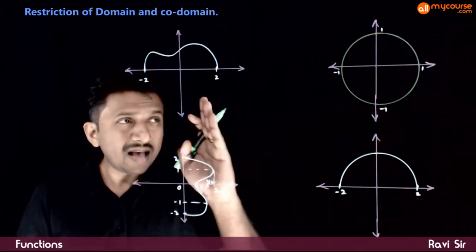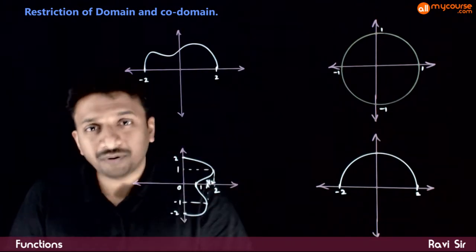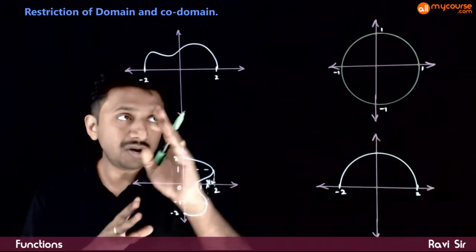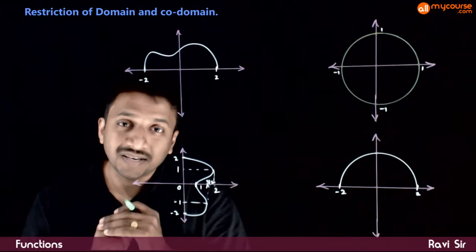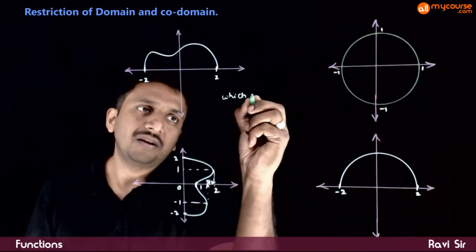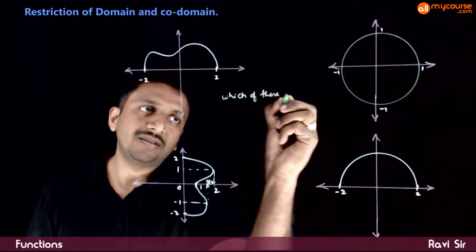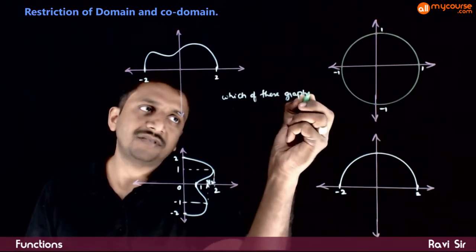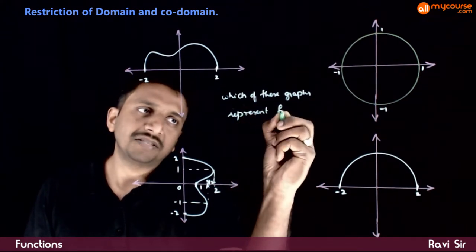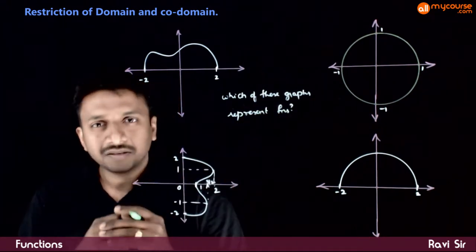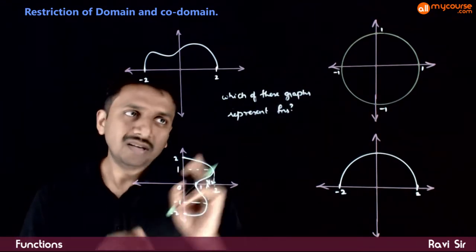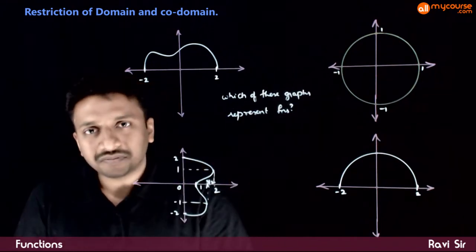Now, you have 4 graphs before you. If I am going to ask you, which of these graphs represent a function? So the question is, which of these graphs represent functions? You should say this is not a complete question. So which of these graphs represent a function?